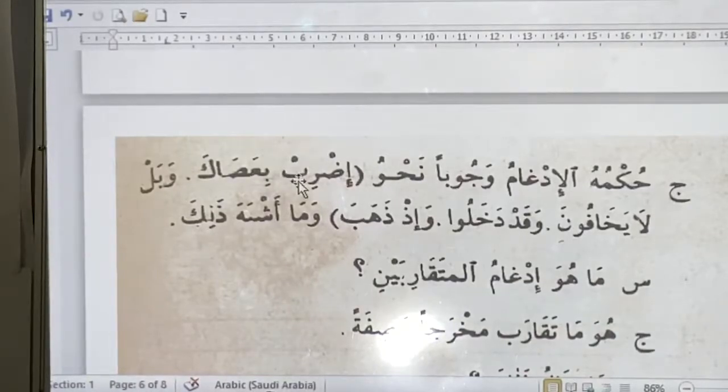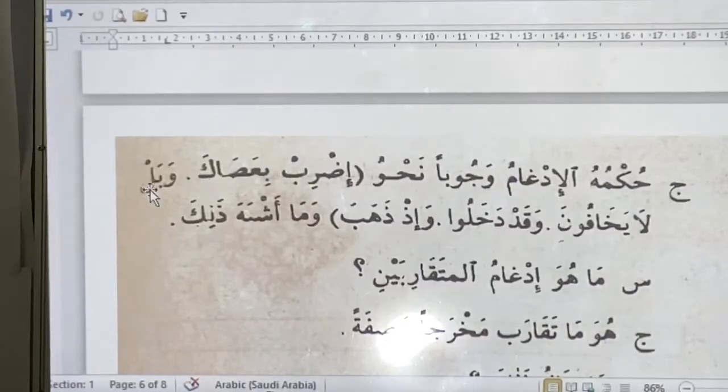So when you come across such letters, it becomes idgham. You have to read it idghaman, and that is by putting sakin in the first letter and merging the two. You take the first one and you put it in the second one, and then the second one you read with shadda. So instead of saying idrib bi'aswaka, you're going to read it idrib bi'aswaka. You will merge these two letters and read them as one letter by putting shadda in the second one.